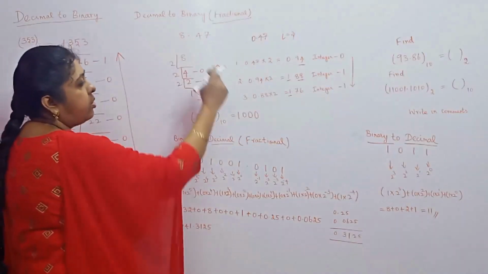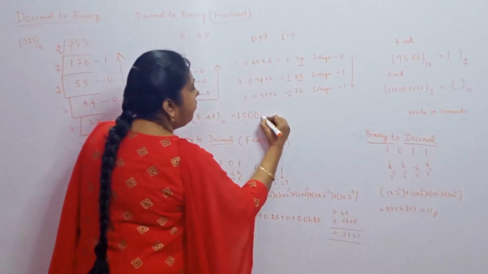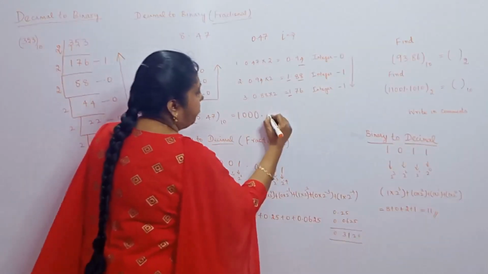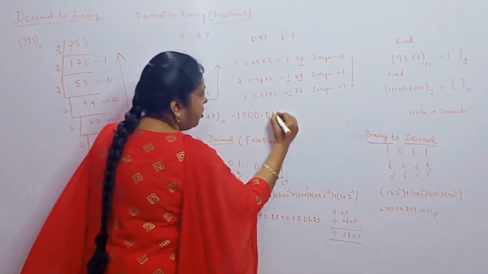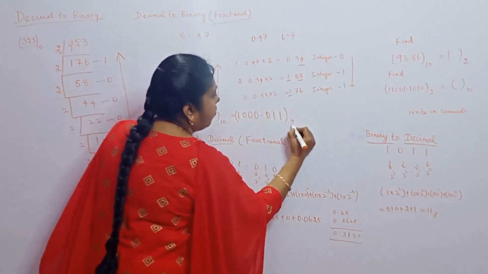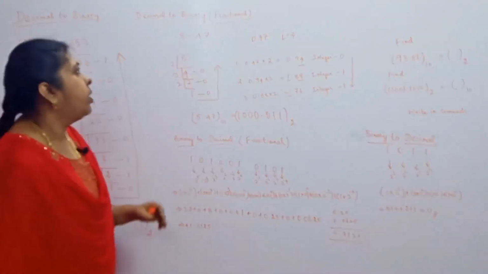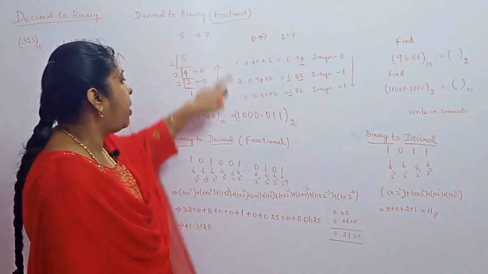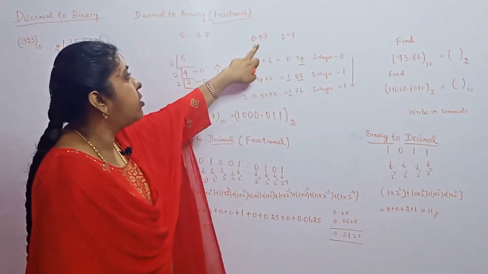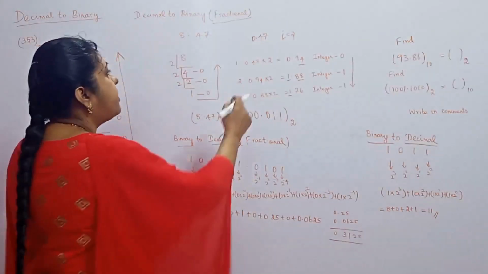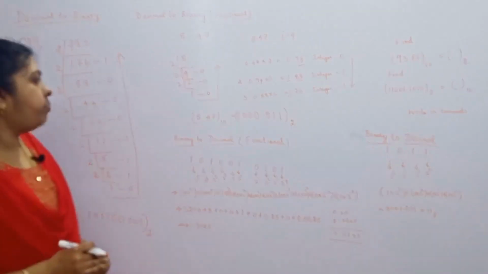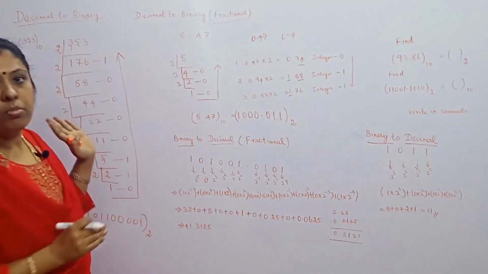So 1, 0, 0, 0, decimal 0, 1, 1 to the base of 2. So for the fractional part, here we are calculating 8 by dividing by 2, and 0.47 we are considering for 3 iterations and calculated, and the integer part is represented. That's all for the decimal to binary.